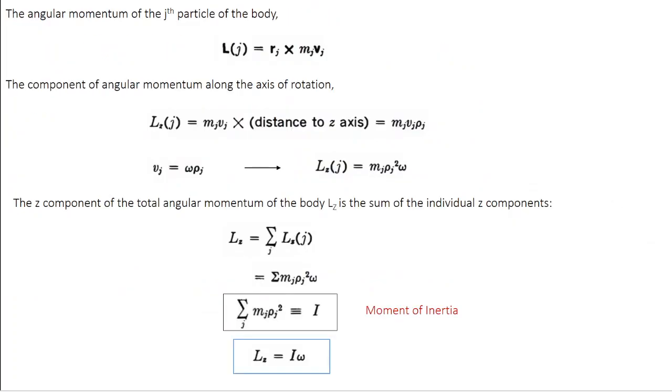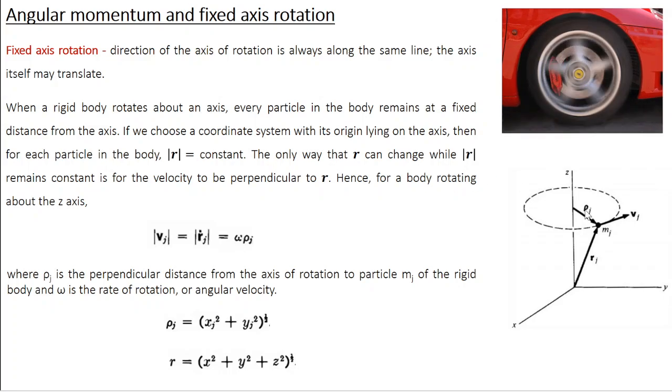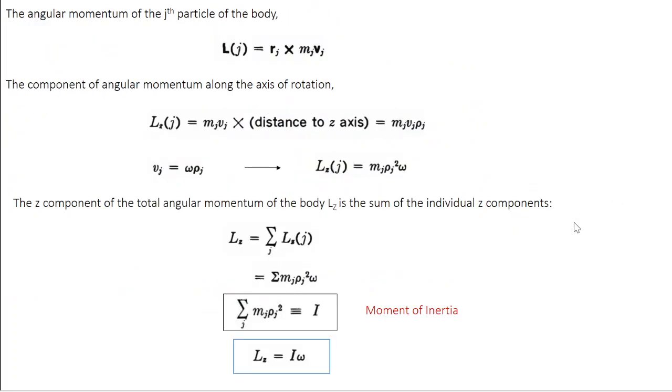Now, angular momentum of the jth particle is given by Lj equal to rj cross mj vj. If you are talking about rotation in the xy plane, so if you look at the direction of Vj, this is in the counterclockwise direction. So we know that angular momentum is going to be along the plus z direction or along the axis of rotation. Okay. So the component of angular momentum along the axis of rotation, I call it as Lz of j.